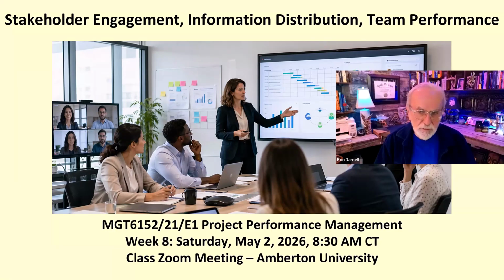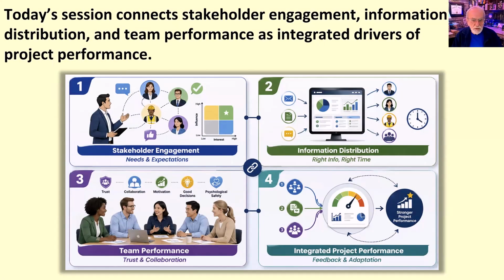So the goal today is to see these topics as connected parts of the project performance system rather than separate management tasks. Today's session connects stakeholder engagement, information distribution, and team performance as integrated drivers of project performance. So we're going to focus on these three areas, and they strongly influence project performance. And we'll begin with stakeholder engagement, where the focus is on understanding stakeholder needs, expectations, influence, and support during project execution. The key idea is that stakeholder engagement doesn't stop once planning ends. It continues throughout the project work and must be actively managed.